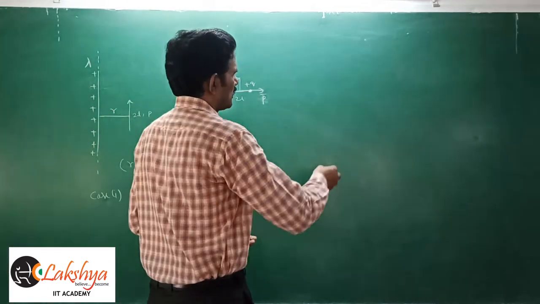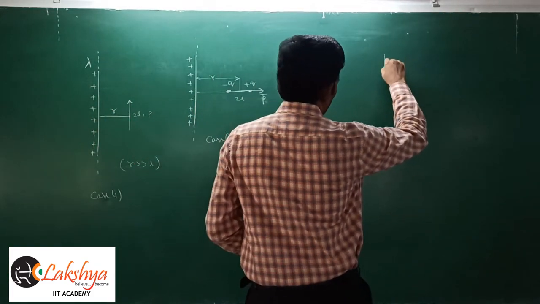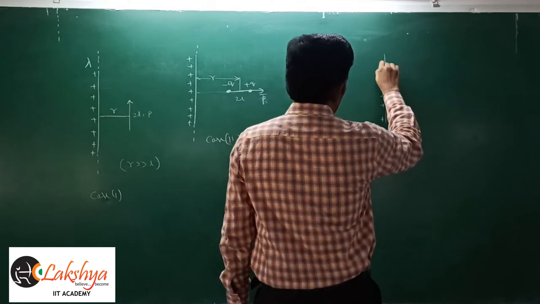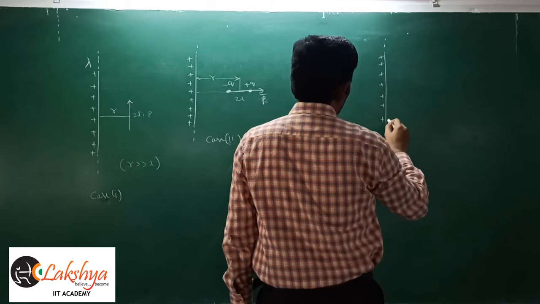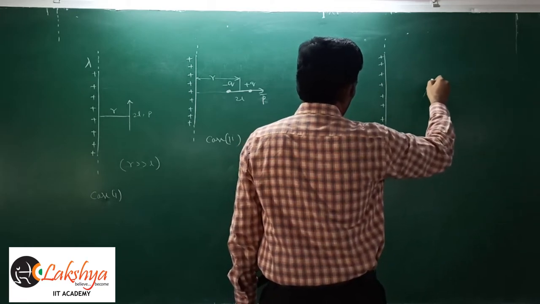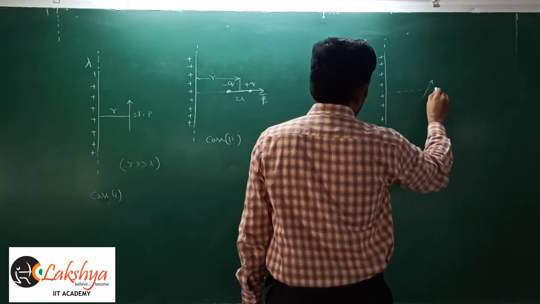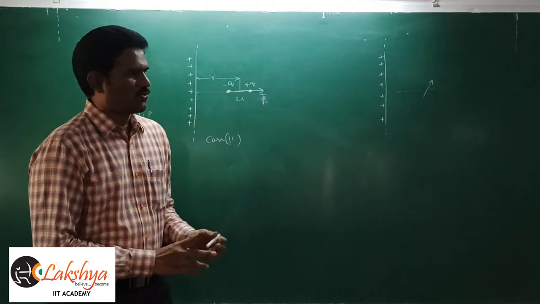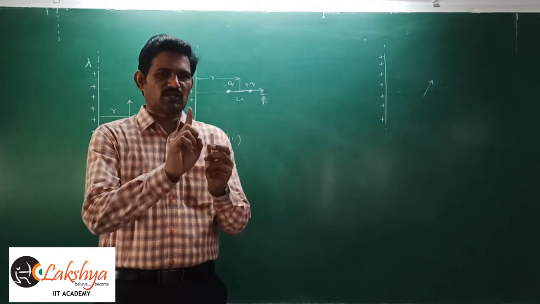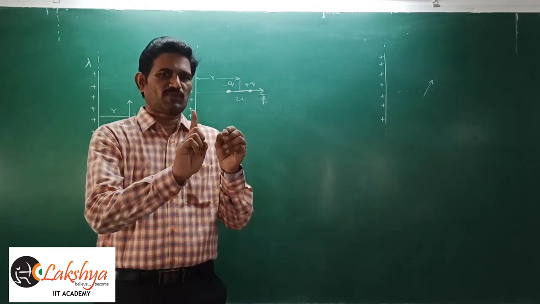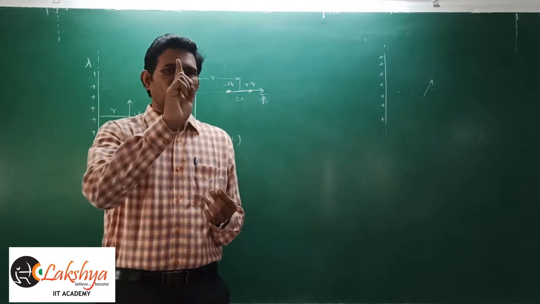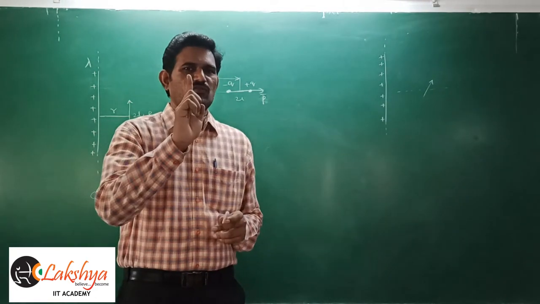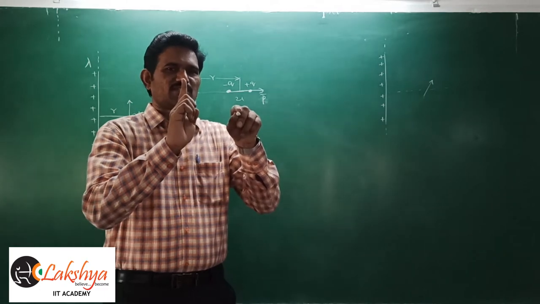Now in the third case, I am making it like this. Suppose this is the infinite line here. Then the dipole will be like this, in the sense that it is perpendicular to the plane. If the line of charge is like this, then the dipole is placed like this. Suppose the line of charge is placed along the y axis, then the dipole is placed along the z axis like this.